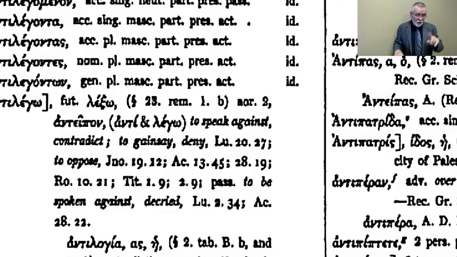I was going to say, Bagster doesn't have them listed separately, individually. But they are there. They just add an extra section in the book for those things.